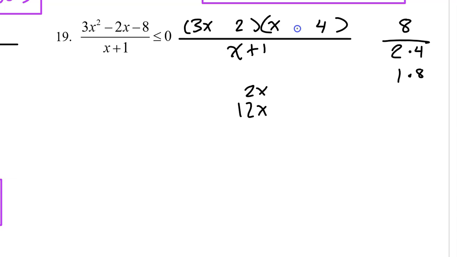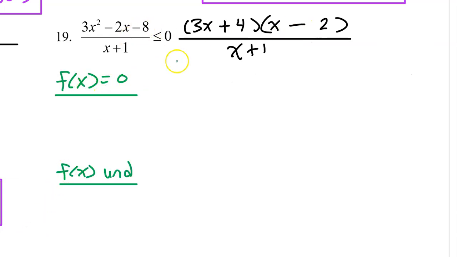So let's try switching the 2 and the 4. Inner plus outer equals middle. Inner is now 4x. Outer is now 6x. This is looking much better. To get a middle of negative 2x, I need a positive 4x and a negative 6x. So that means a positive here for the positive 4x and a negative here to make a negative 6x outer. Also, positive 4 times negative 2 is negative 8.